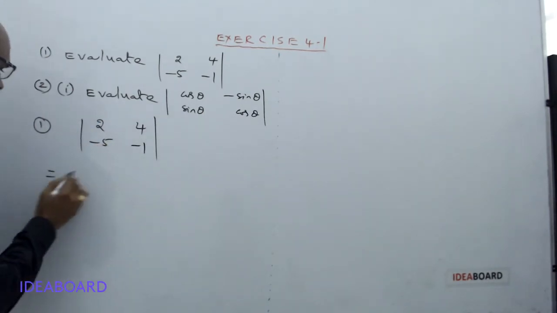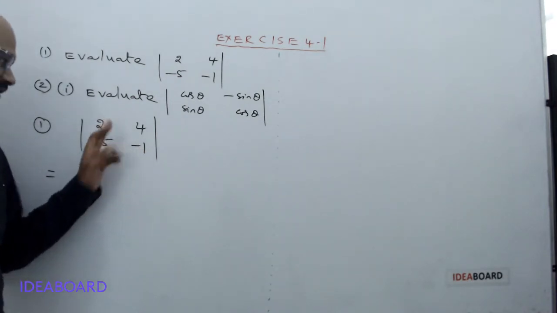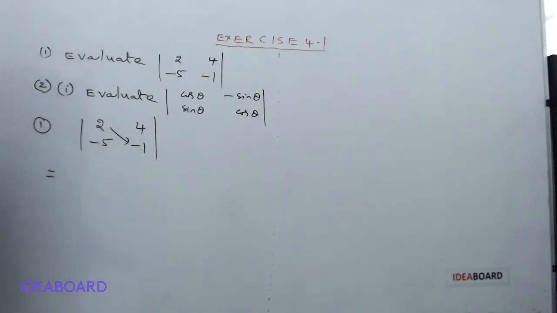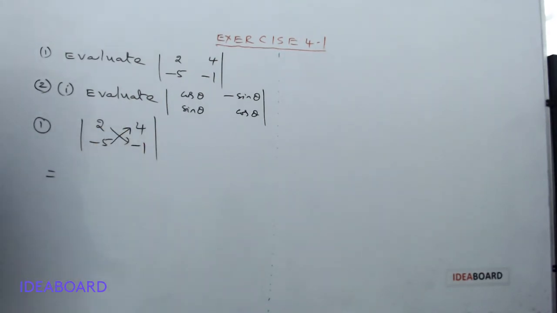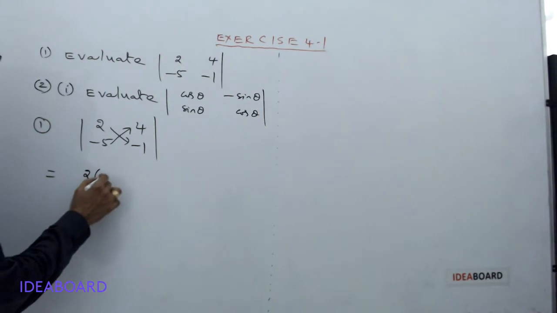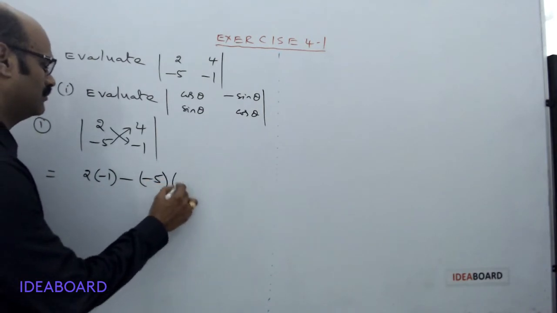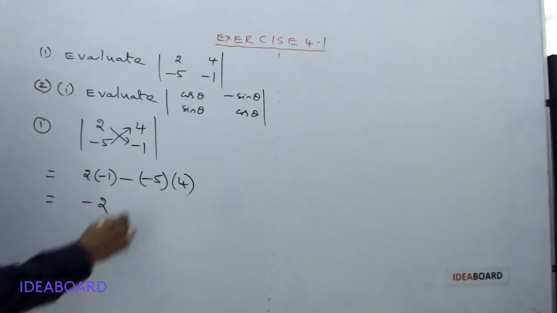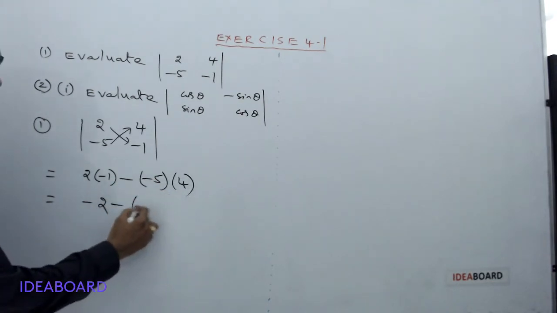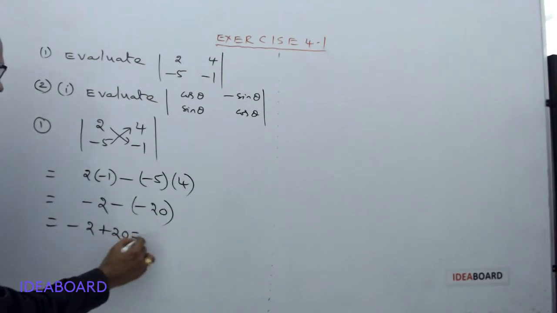We know that the determinant of a 2 by 2 matrix is defined as the product of the principal diagonal elements minus the product of the secondary diagonal elements. So 2 into minus 1, minus 5 into 4, equal to 2 into minus 1 minus, minus 20. So equal to minus 2 plus 20 equal to plus 18.